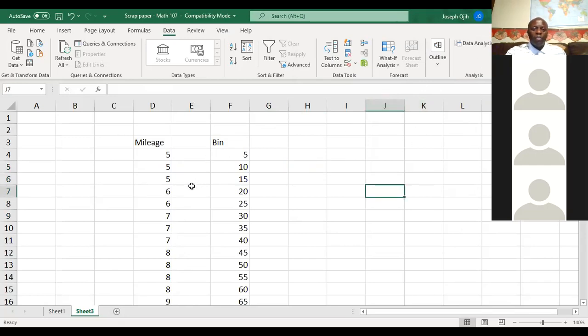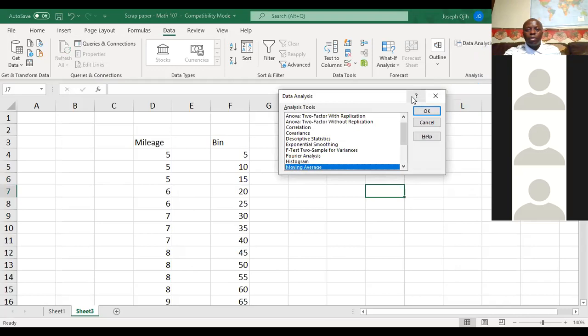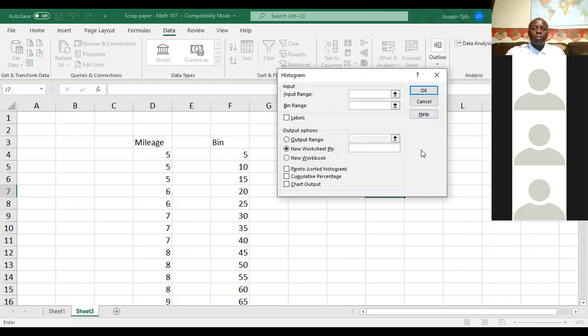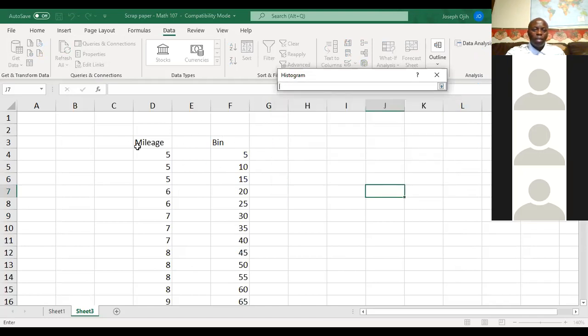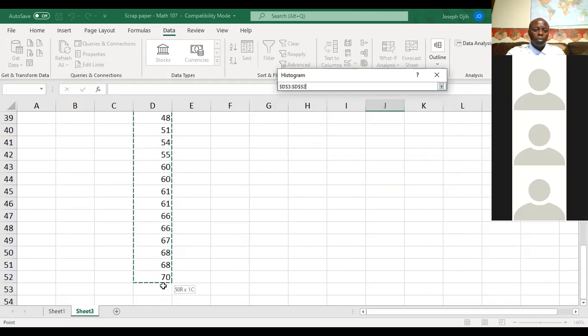Once you have your numbers and your bin, you can click on Data and click Data Analysis. It will bring up a dialog box. From this dialog box, choose Histogram, and then click OK. Now the input range is your mileage, that's all these numbers here. So click on the input range and select all the numbers, all the way to the last one, 70.